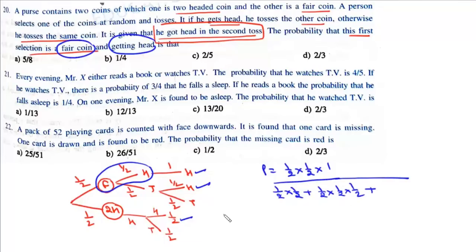and plus this case which is 1 by 2 into 1 into 1 by 2. Now we divide everything with 1 by 4, we get 1 and this is 1 plus 1 by 2 plus 1. So this probability will be simply 2 by 5 and that's your option C.